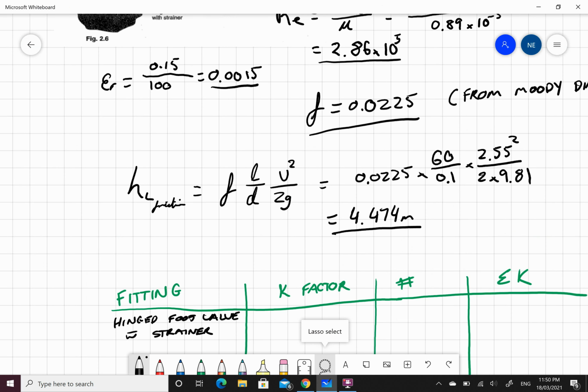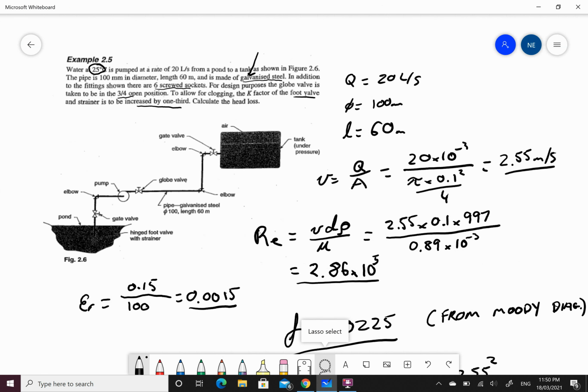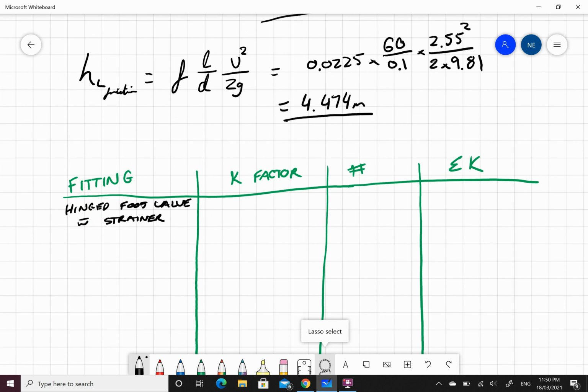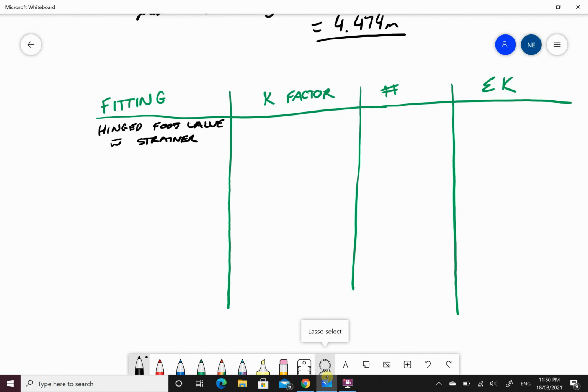But just be aware, for this case, what we're told is to allow for clogging, the K factor of the foot valve strainer is to be increased by 1/3. So how do we increase it by 1/3? Well, the K factor is 3 times 4 over 3, which increases it by 1/3, so our K factor is 4. How many foot valves do we have? I've got 1, so my sum of K is 4.